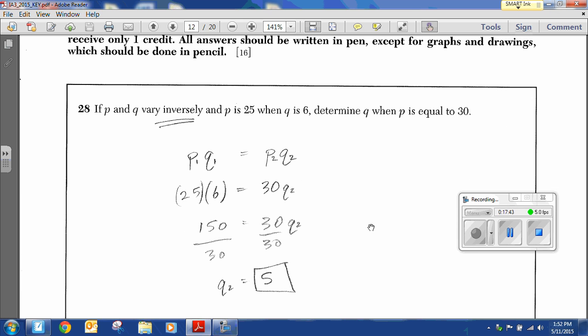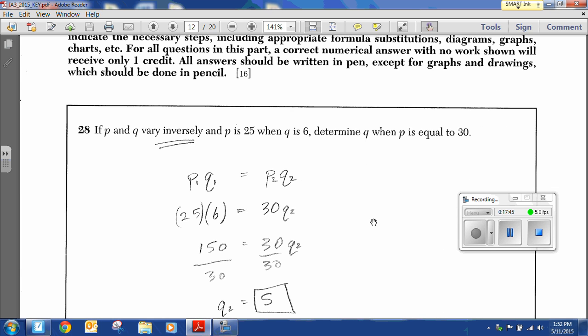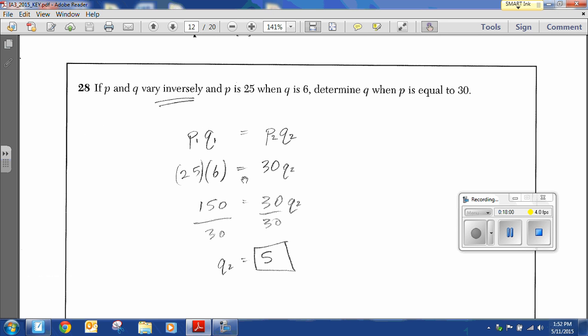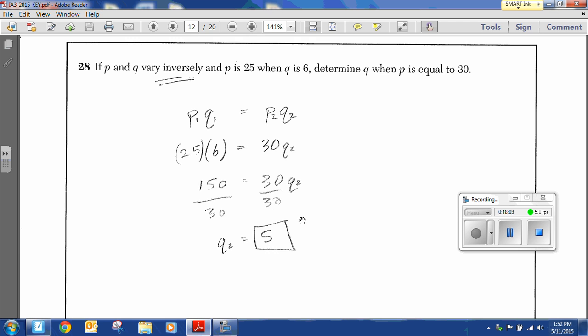And now we're ready for the short answer section. Number 28. Inverse variation is basically x1 times y1 equals x2 times y2, or in this case we're using p's and q's, so it's p1 times q1 equals p2 times q2. We simply plug in 25 times 6 equals 30 q2. Divide both sides by 30, we get 5 for our answer.